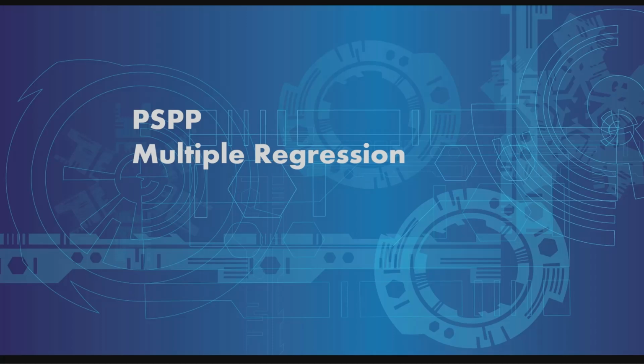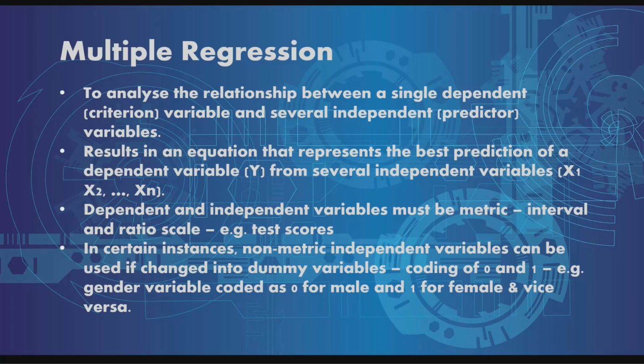In this short video clip, we are going to run multiple regression. Now, what is multiple regression? It is used to analyze the relationship between a single dependent variable or criteria versus several independent variables, which we call predictors or factors. And it will result in an equation in which you predict your dependent variable y from several independent variables x1, x2, x3, and xn.